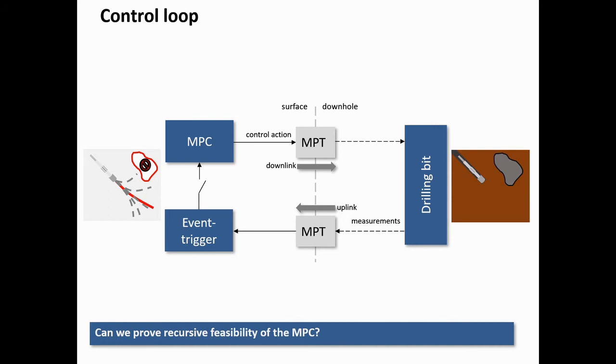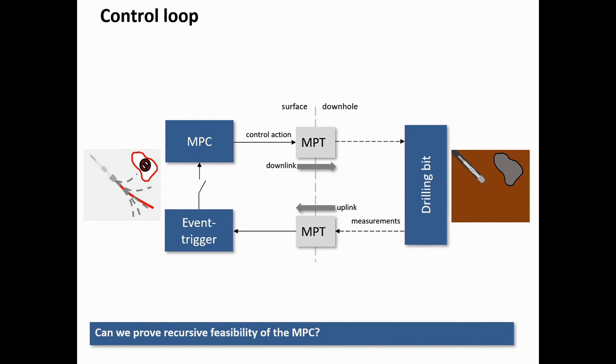So this is a summary of the control loop. We have at the surface an MPC which has the model of the system and the constraints. The MPC, when it's triggered, sends a control action through a downlink using the mud pulse telemetry to the drilling bit. In the drilling bit, we have our sensors that measure the quantities we need, and they are sent back to the surface through an uplink. The event triggered condition decides whether it needs to trigger a new MPC iteration or not.